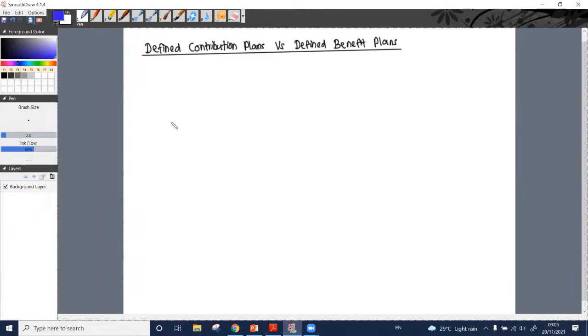Assume, right, we are A Limited. This is our company, A Limited. This company contributes to a retirement benefit fund. Retirement benefit fund.